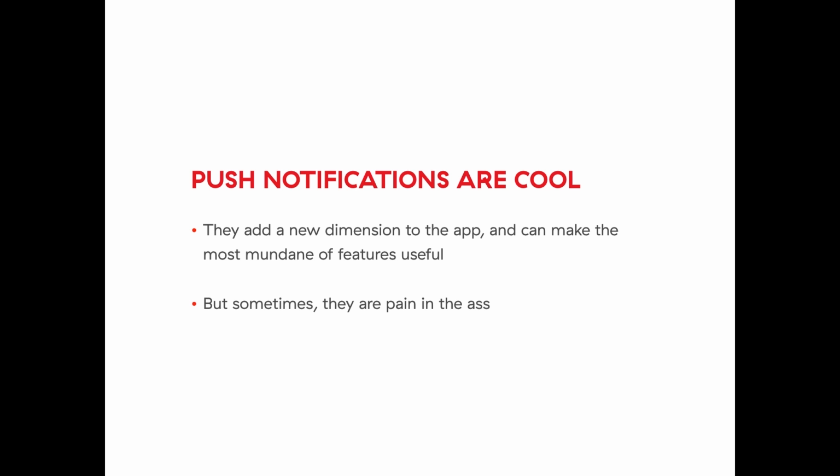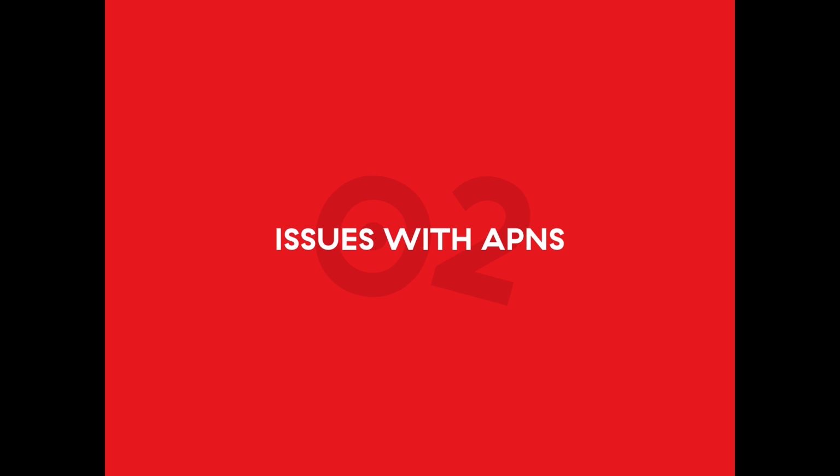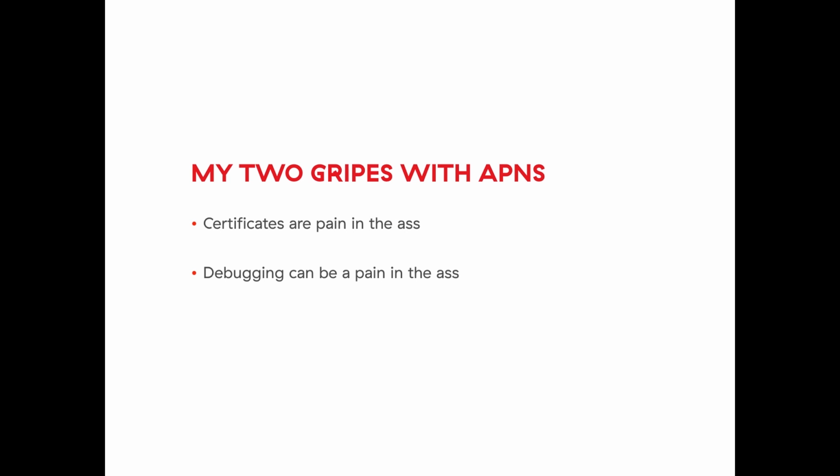However, with how they used to be set up, they're quite a pain to set up and sometimes to work with. Regarding issues with APNS, I have two major gripes. The first one is that the certificates are a pain to handle, especially for non-experienced iOS developers, and especially for API developers who have never seen anything regarding mobile development. My second gripe is that debugging push notifications is also a pain. It sometimes reminds me of two people yelling at each other from two distant towers. You know, did you see this? No. Try again, and so on.